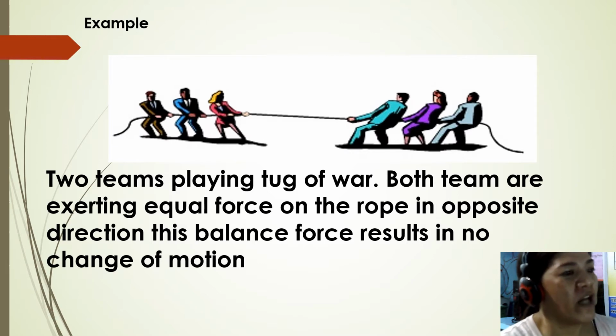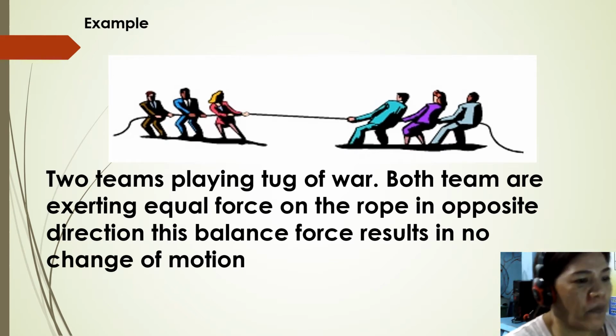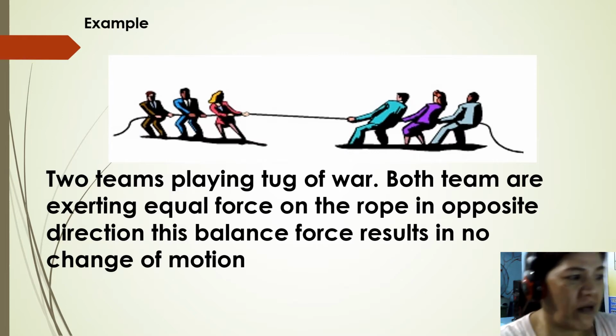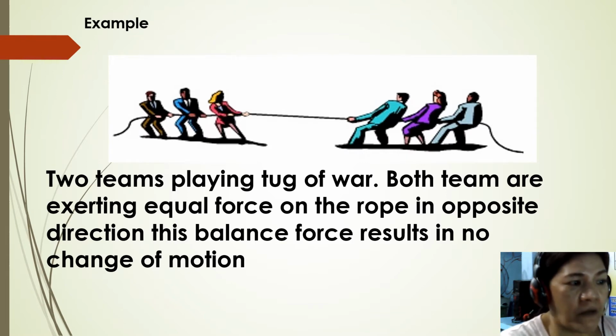So we have here another example. Okay, so there are two teams playing tug of war. Both teams are exerting equal force on the rope, but in opposite directions. So this is also an example of balanced force. The result of this is there is no change in motion since they are applying an equal force. Okay, class, I hope it is clear.